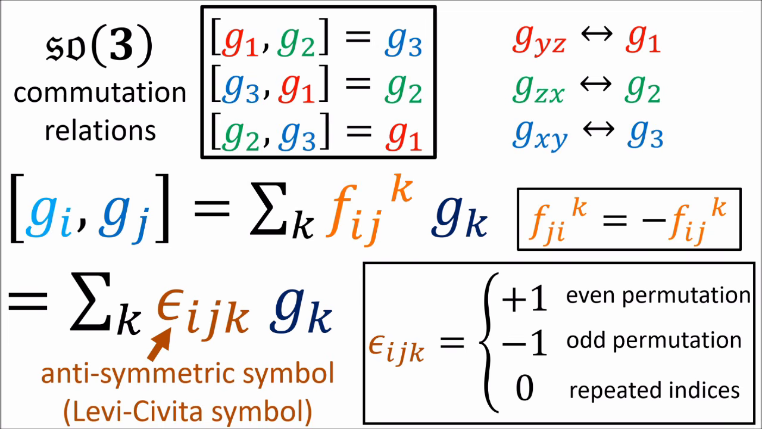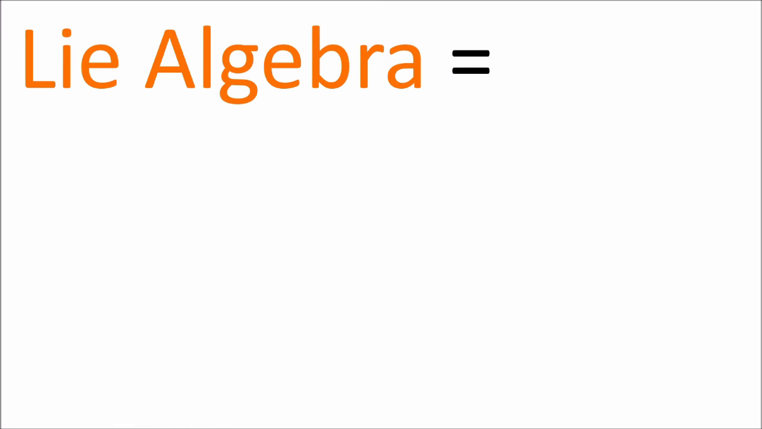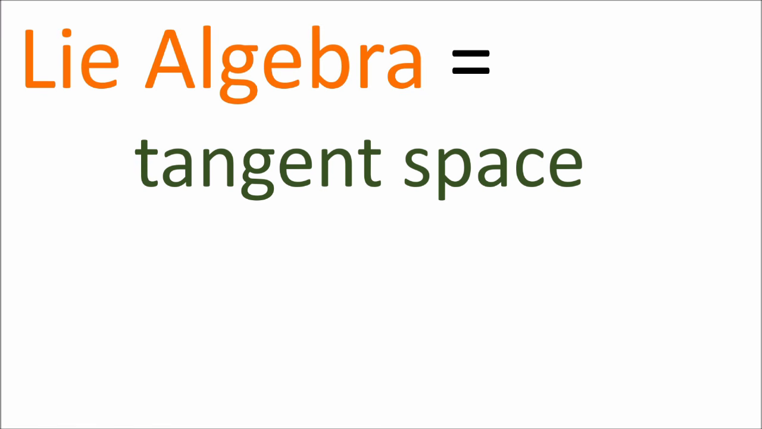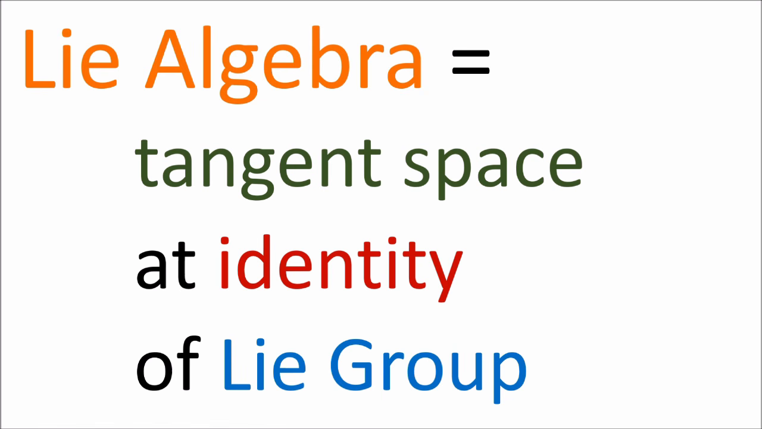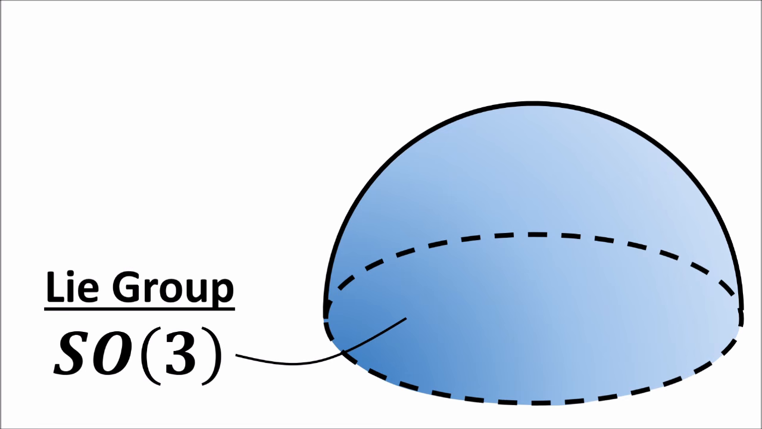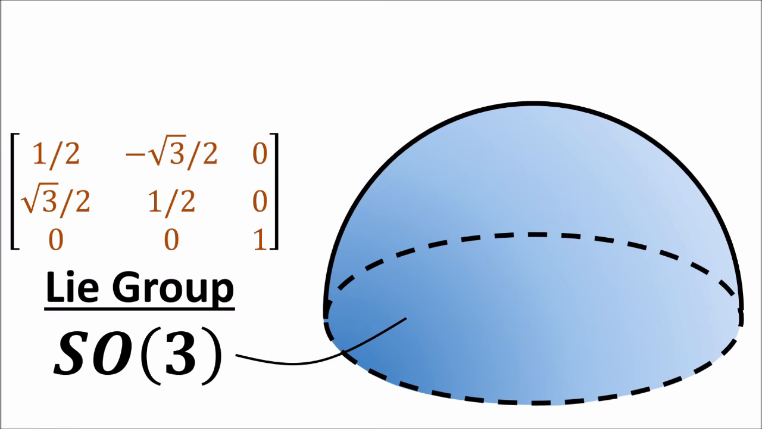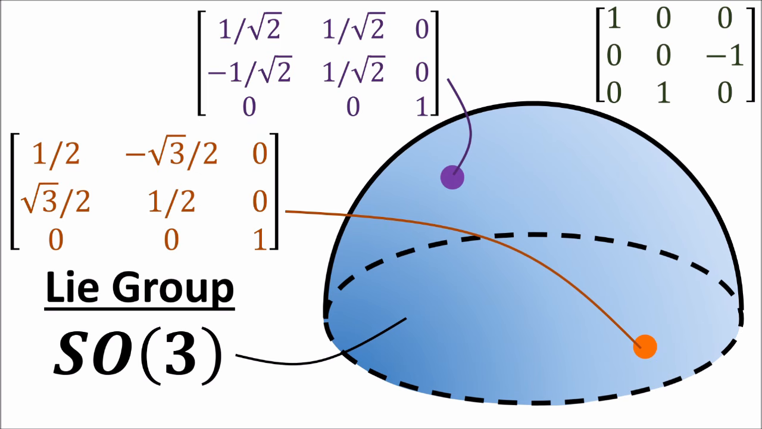Now, how do we know these commutators will always give us a linear combination of generators? To prove this, I need to talk about how a Lie algebra is like a tangent space at the identity element of its corresponding Lie group. Remember, a Lie group is a group that's continuous, so it forms a continuous curved space, which is also called a manifold. Each point in this space would be a different SO3 rotation matrix.